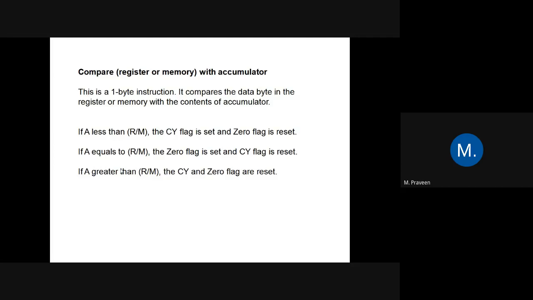So here the instruction given is compare. First you should know what the compare instruction is. Compare B means we are going to compare the accumulator value with the B register. Compare is a one byte instruction. While comparing the accumulator value with the B register, there are 3 conditions to be checked. The first condition is if A is less than B. So if A is less than B, what will happen to the carry and zero flag? Compare instruction is nothing but subtracting A minus B.